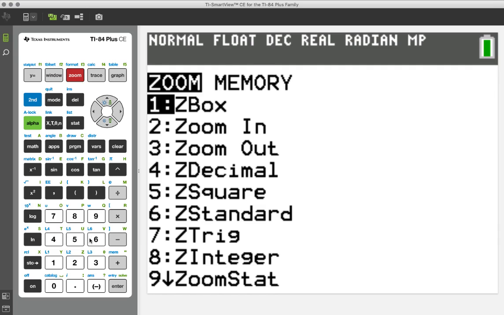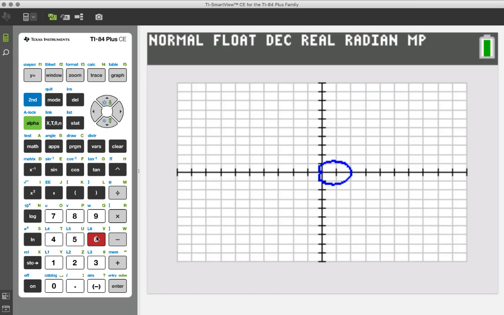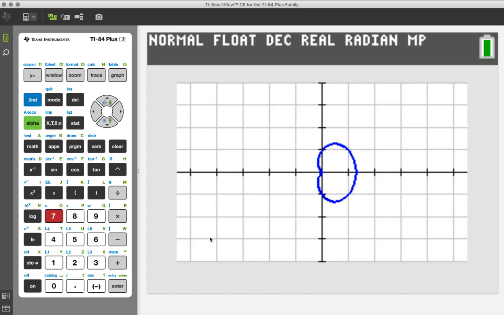Let's go ahead and do zoom 6. So we have here a nice cardioid. If we do zoom trig, I wonder if that allows us a little bit better view. Definitely a cardioid with the little dimple here on the left. And we want the first quadrant, so 0 to pi over 2.